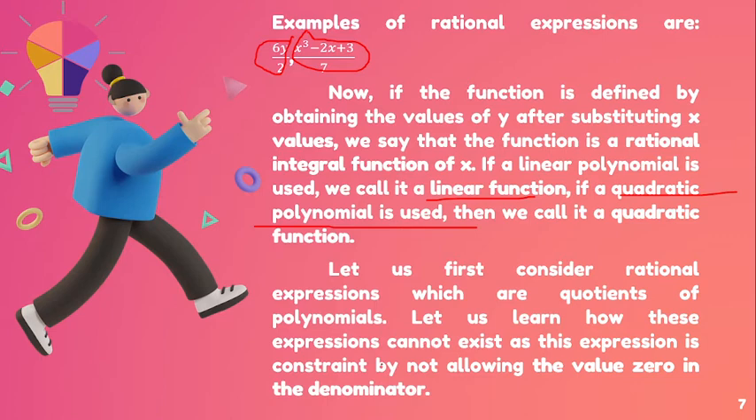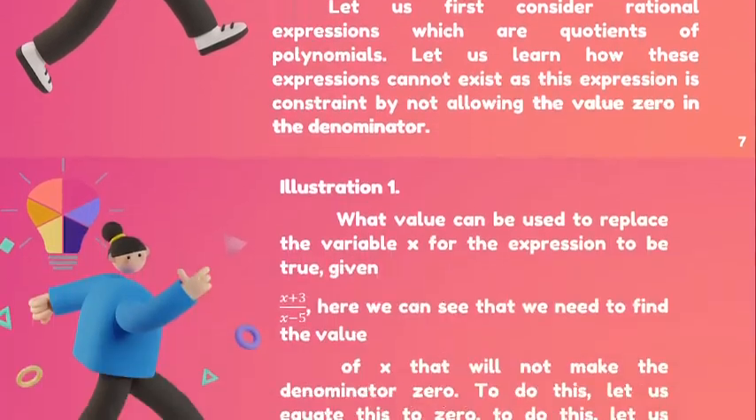Let us first consider rational expressions, which are quotients of polynomials. Let us learn how this expression cannot exist, as this expression is constrained by not allowing the value of 0 in the denominator. Okay, so we have the example here.